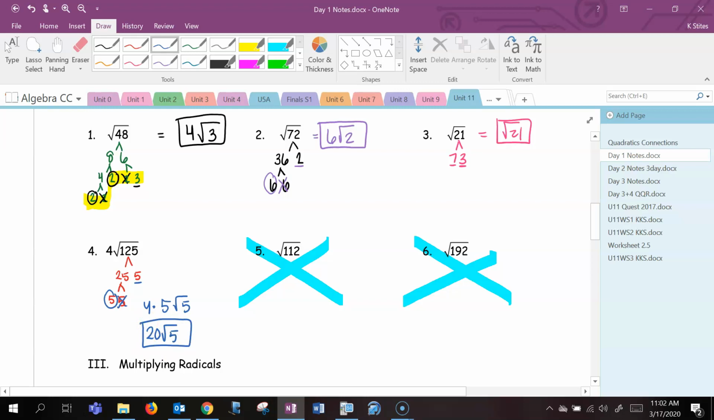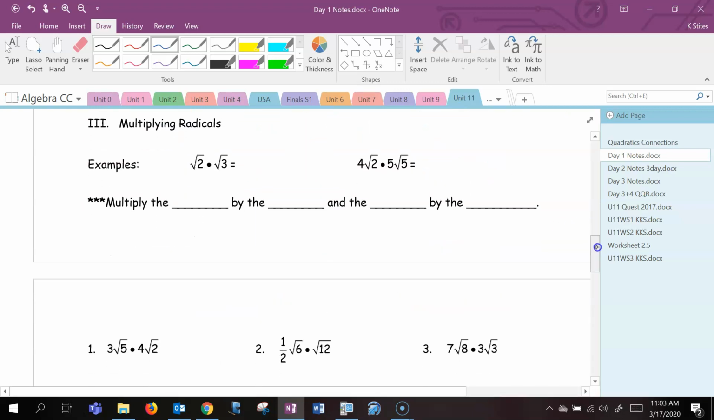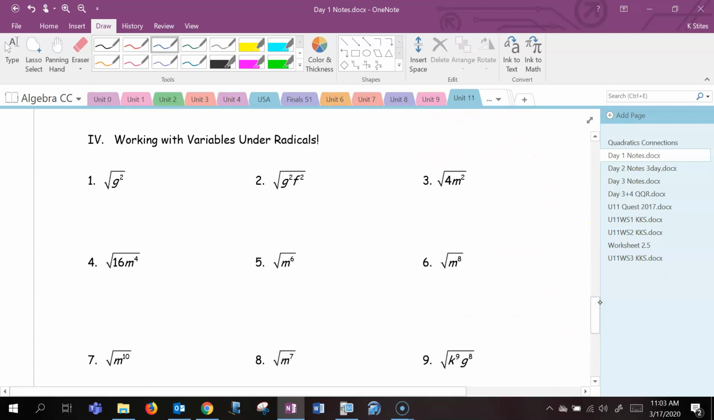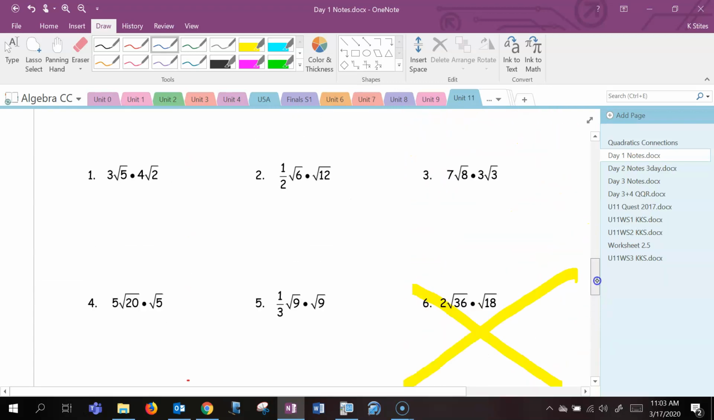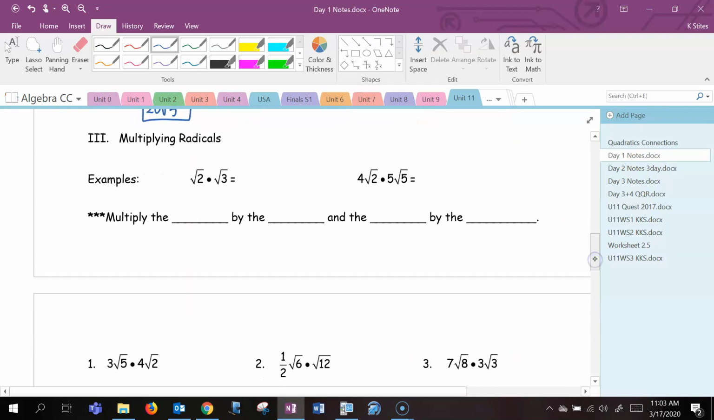All right, so that took about 5 minutes or so to explain those problems. That was your review from what we did just a couple weeks ago, actually. So now I'm going to teach you something new. I'm going to teach you how to multiply radicals. This is one of our new skills today. The new skills are multiplying radicals, and then we will also work with variables under radicals. Those are the 2 new skills.